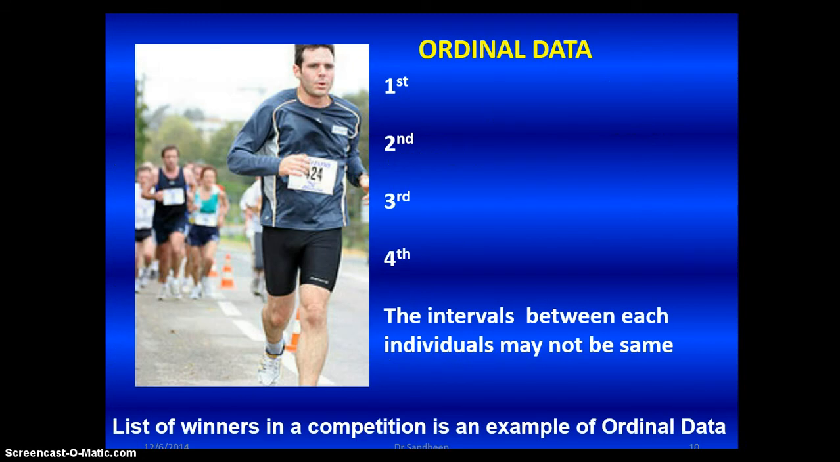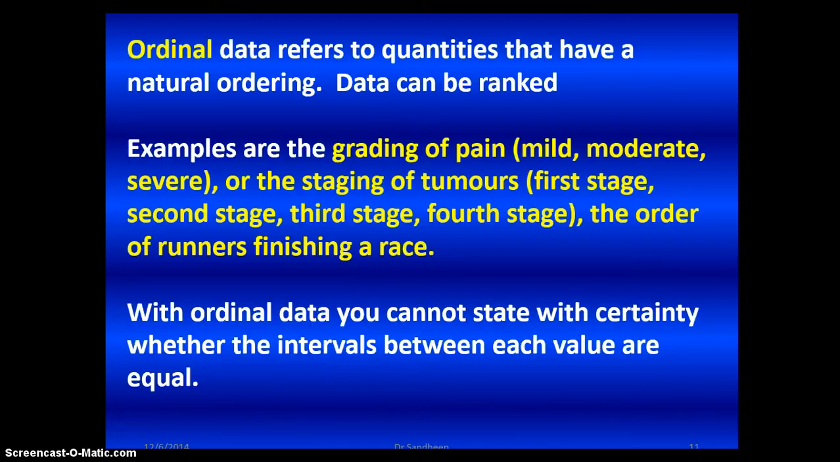But the next type of categorical data is ordinal data. Order is very important. Think about a sprint race. First, second, third and fourth. Positions are very important. You cannot arrange second to first and third to second place. You cannot change the order. But the interval between the individuals may not be the same. First position may be 10 seconds. Second position finished in 11 seconds. Third may have finished in 14 seconds. Interval varies. List of winners in a competition is an example of ordinal data.